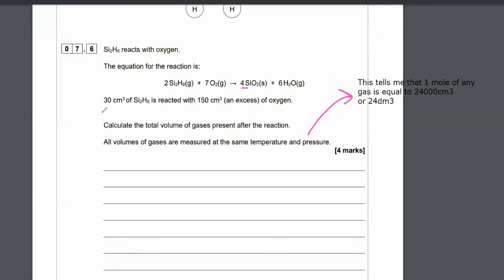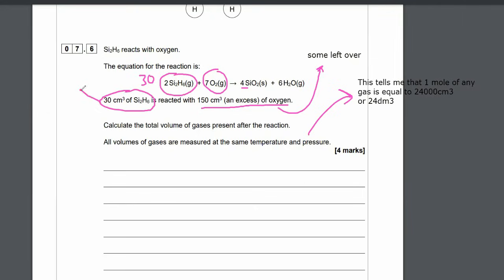Now, what we want to do here is show that oxygen is in excess, which means some is left over. So with our oxygen, we've got some left over. Even though it's a reactant, some of this is left over. Now over here, we have 30 centimeters cubed of this one. However, it's all used up, so none of that 30 centimeters cubed is going to be left. But we use that 30 to work out how much of the oxygen gets used up. They react in a 2:7 ratio.